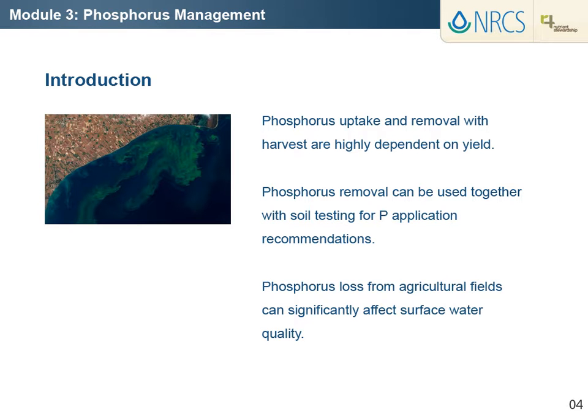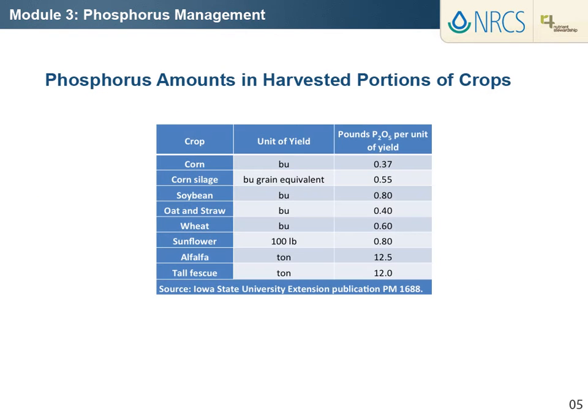Phosphorus management is not only important from the agronomic point of view, but also from the environmental standpoint, because phosphorus losses from production fields can affect surface water quality. Excess phosphorus can cause eutrophication, which is over-nutrient supply and excessive growth of algae, causing depletion of available oxygen for other organisms such as fish. This table is adapted from an Iowa State University Extension publication and shows the phosphorus removal with harvest for some important crops. As you can see, there are some species like alfalfa or tall fescue that have high phosphorus requirement and because of total biomass harvest have high removal.